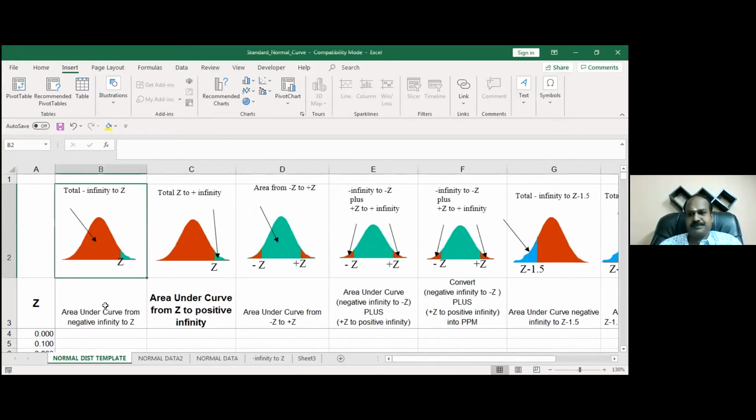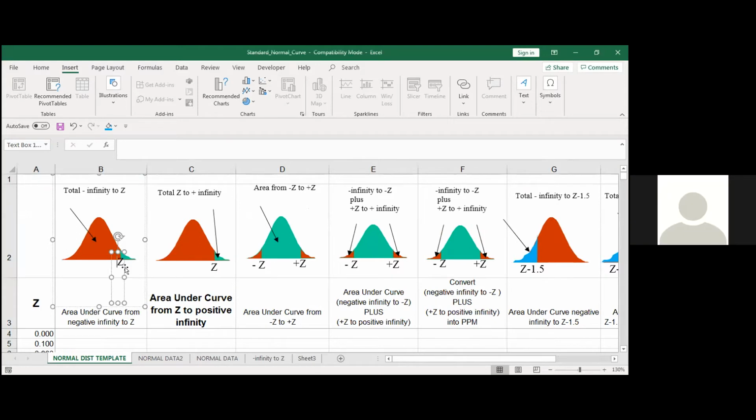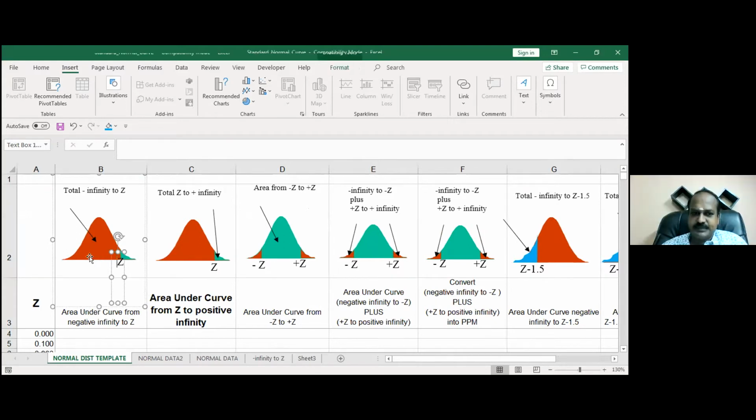See here, so many normal distribution slides I am showing. Look at the first one. My Z is here. Can you see my Z? On the left side of the Z, what color are you seeing? Red. On the right side of the Z, what are you seeing? Green. If red is my success, green is my failure.